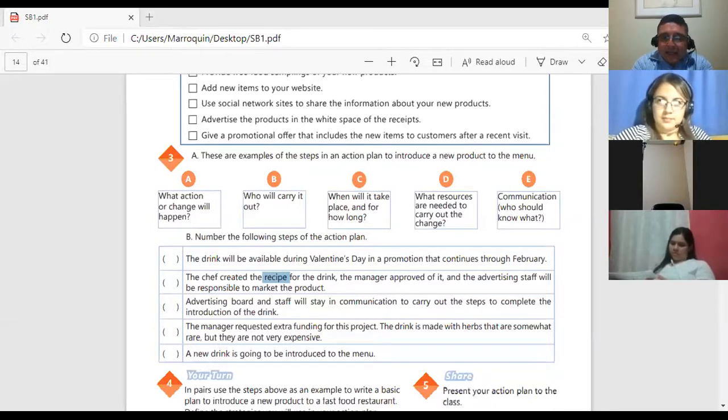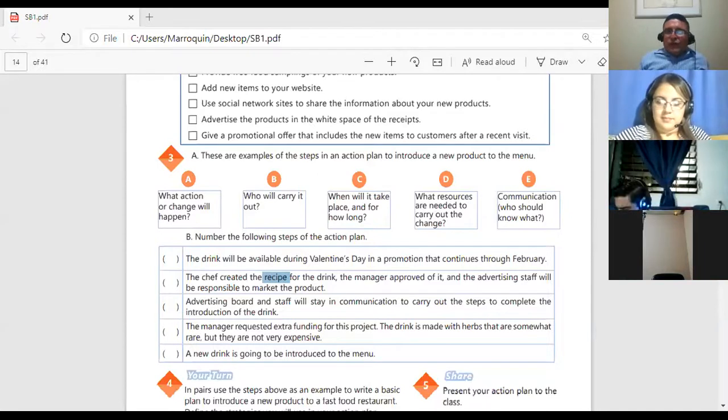Prescription, exactly. So if you go to a restaurant and you like the food, you tell the chef, hey, what is your recipe? If you go to the doctor, if you go to a clinic, the doctor is going to tell you, I have a prescription for you. This medicine is really good.